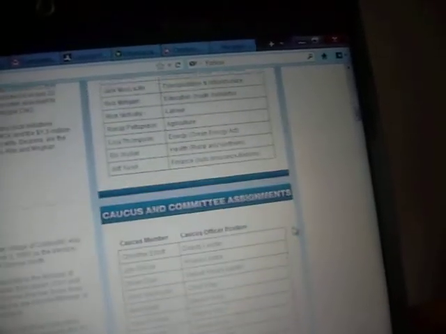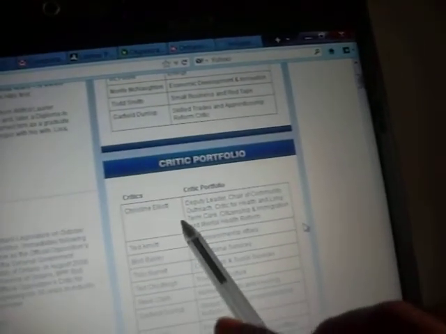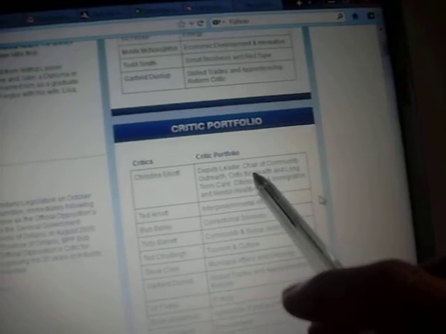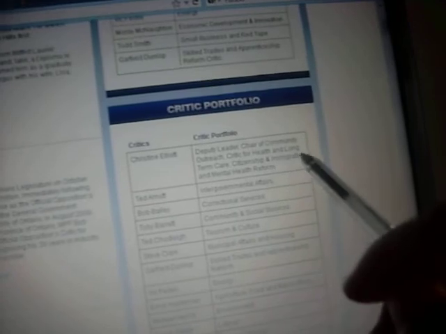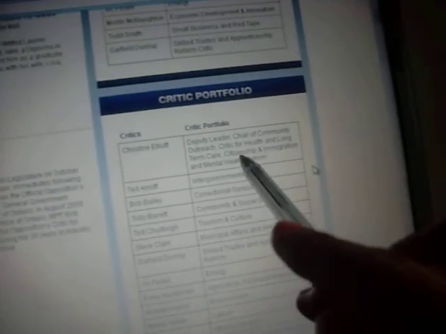okay, we need to write this person here. Where are they? Okay, where are the immigration? Ooh, we need to write this person here. Here we go. This person. Deputy Leader, Chair of Community Outreach, Critic for Health and Long-Term Care, Citizen and Immigration and Mental Health Reform. We have to talk to this person about citizen and immigration.